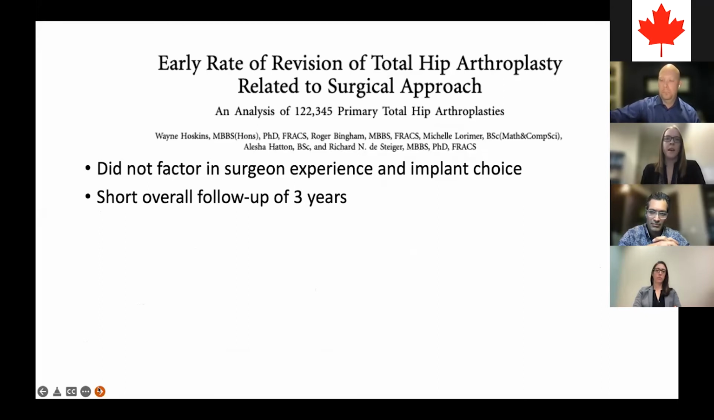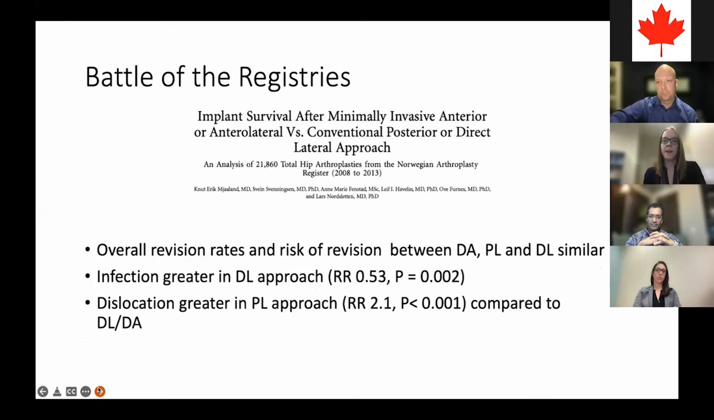So they did not factor in surgeon experience though and implant choice. So there were some holes in this registry. That's what I mean when I say it doesn't really answer all the questions. They only had a short follow-up of about 3 years, so it doesn't really address everything there. You've got to take that with a bit of a grain of salt. The registries battle each other too. Depending on what registry you look at, the results are going to be slightly different.